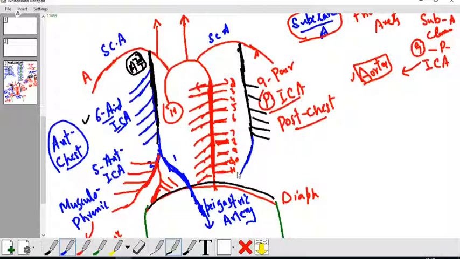One is the epigastric artery. This is on the left side, and this is on the right side. The epigastric artery moves to the abdomen. And the other is the musculophrenic artery. This musculophrenic artery again gives 1, 2, 3, 4, 5, the 5 anterior intercostal arteries, and also gives a branch to the diaphragm. That is the superior phrenic artery.